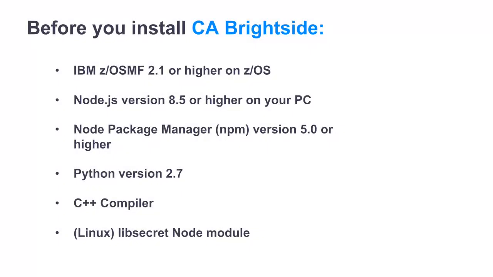Before you install CA Brightside on a Windows, Mac, or Linux PC, configure z/OSMF on your mainframe systems. On your PC, download and install Node.js, Node Package Manager, or NPM, a C++ compiler, and Python. For Linux users, the libsecret node module is also required. For this demonstration, let's assume that the prerequisite software is installed.